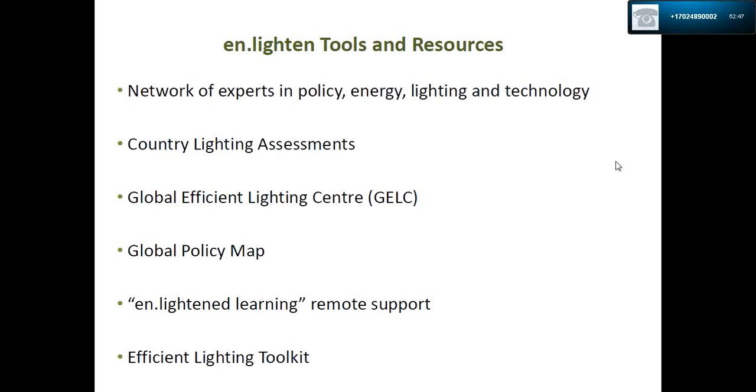The Global Efficient Lighting Center, which I will also explain, a global policy map, including the status as of today of the readiness of countries to adopt this transition to energy efficient lighting. We also have a new tool which we're just creating these days, which is called en.lighten Learning, something similar to the Clean Energy Solutions Center that our colleagues at en.lighten have put together, in order to provide remote support to countries specifically on lighting. And another tool is the Efficient Lighting Toolkit, which my colleague Catherine will introduce to you following my presentation. Next one, please.